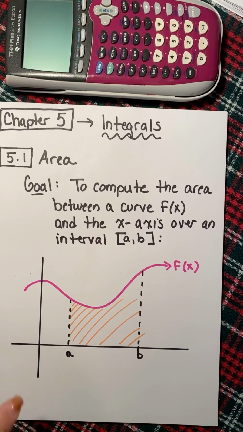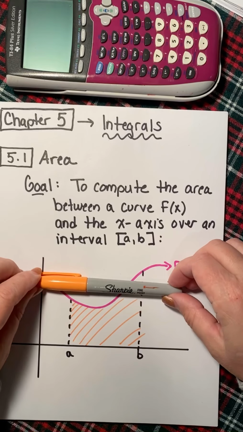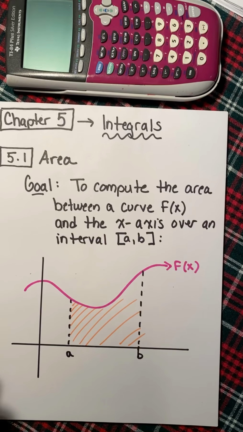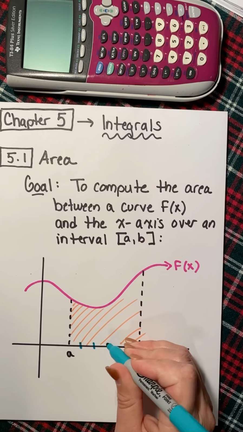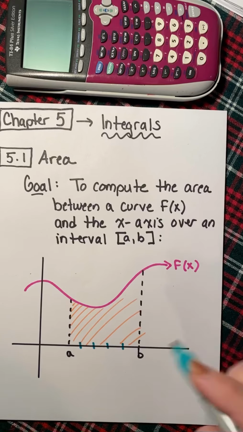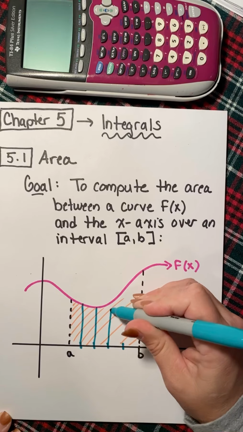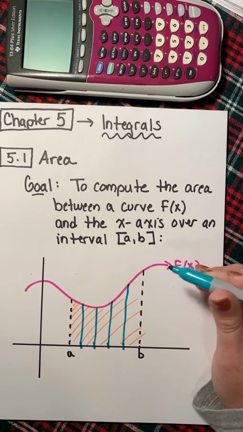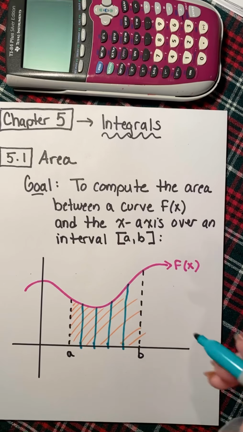We're going to estimate this area using rectangles. If f of x was a nice shape, perhaps a diagonal line or maybe a horizontal line, we could use geometry, but for most functions that's not going to be the case. So what we're going to do is divide the interval from A to B into equal subintervals, and then we're going to create some vertical lines. And from these vertical lines, we are going to create rectangles.